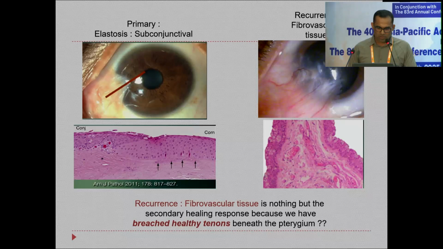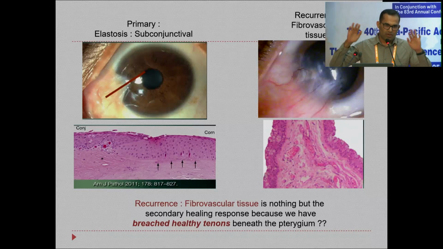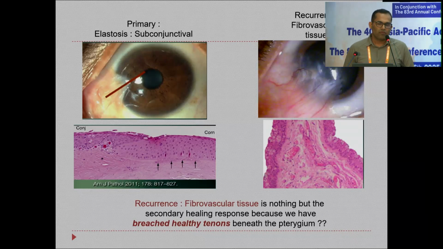So what actually is recurrence? There is healthy Tenon's beneath the pterygium as well as surrounding the pterygium. Whenever we excise the pterygium, we breach the ocular surface. Whenever there is a breach in the ocular surface, the healthy Tenon's surrounding the pterygium is going to cover up the defect we have created, and under the graft and around the graft, it starts forming fibrovascular tissue and granulation tissue, and that's how the recurrence occurs.